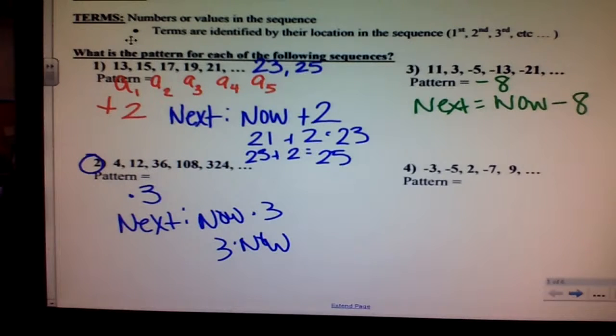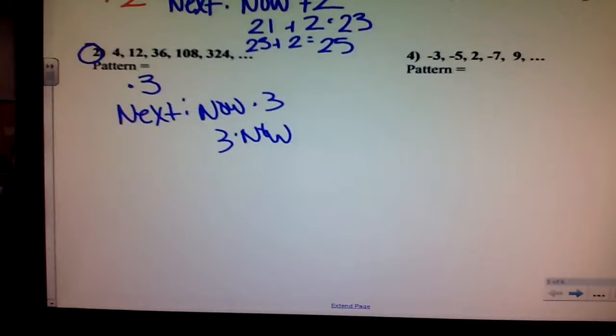Can the pattern be more than one number? Can it be like an X and then a plus a number and then minus a number? Plus a number minus a number. Okay, it's 2. So there is a pattern to this one.